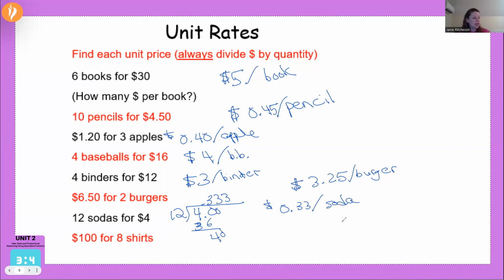And then $100 divided by 8. My brain is tired, you guys. I'm using my calculator too. It's going to be $12.50. And this is money, so make it look like money. Always go to the penny, okay, per shirt. All right, I bet you guys got all of those right, especially if you're using your calculators.